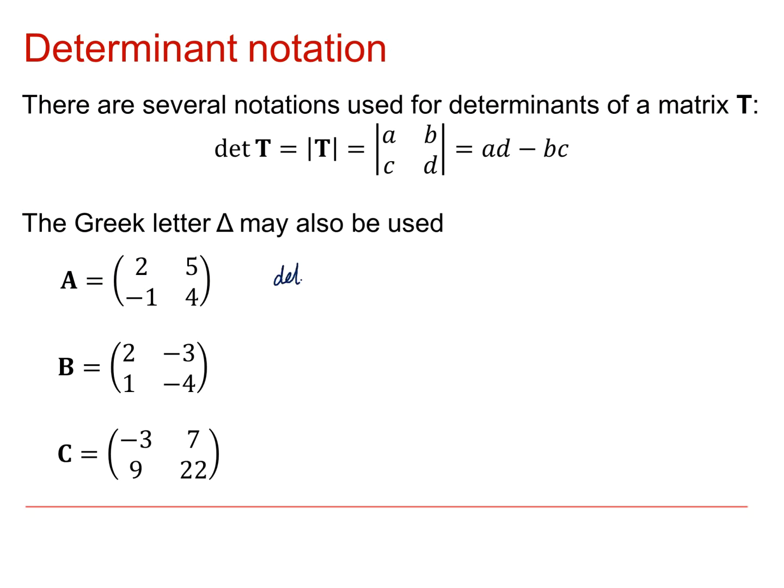OK, the determinant of A is equal to 2 times 4, which is 8, take away 5 times minus 1, or plus 5, which is 13. The determinant of B is equal to 2 times minus 4, which is minus 8, take away 1 times minus 3, so that's plus 3, which is minus 5. And the determinant of C is equal to minus 3 times 22, which is minus 66, take away 7 nines, which is 63, giving minus 129.